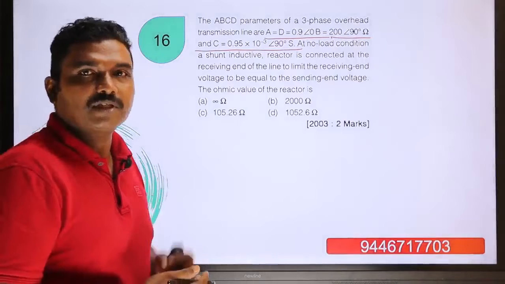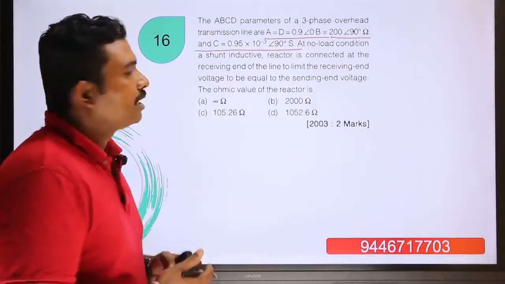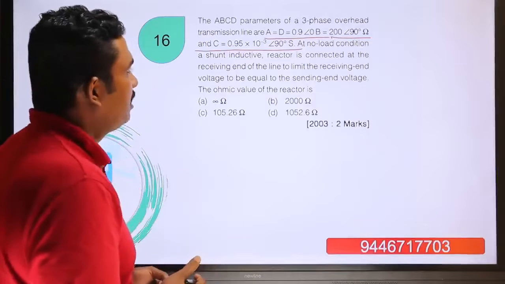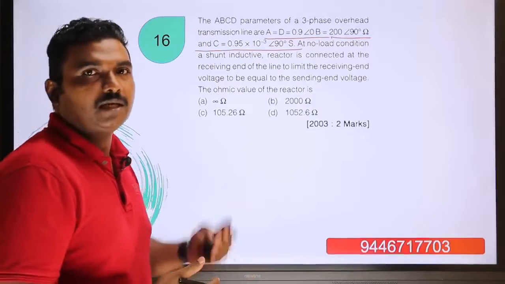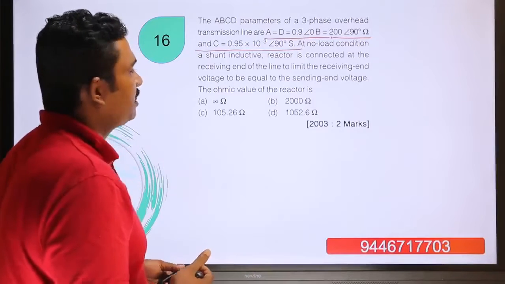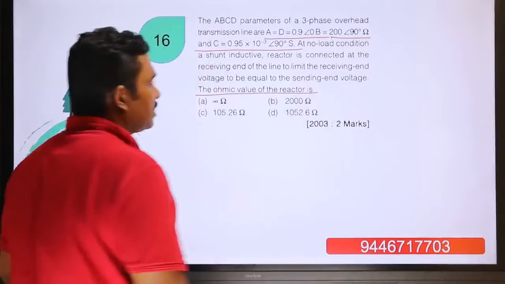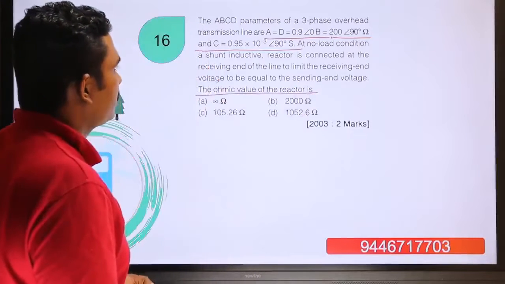the theory topic with respect to Ferranti effect. So you have to directly go to the theory portion and study the conditions of Ferranti effect and the effect of connecting a shunt inductor at the receiving end of the transmission line, and how to find out the ohmic value of the reactor. So all these equations are directly given with respect to the theory.